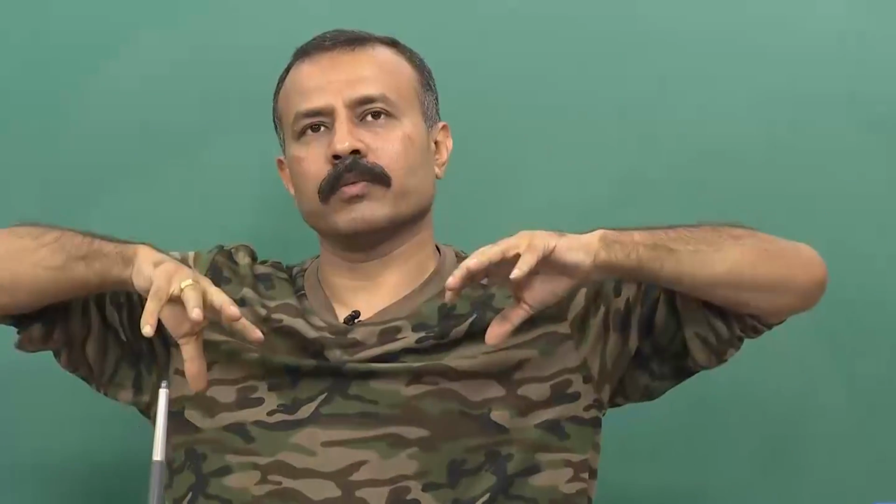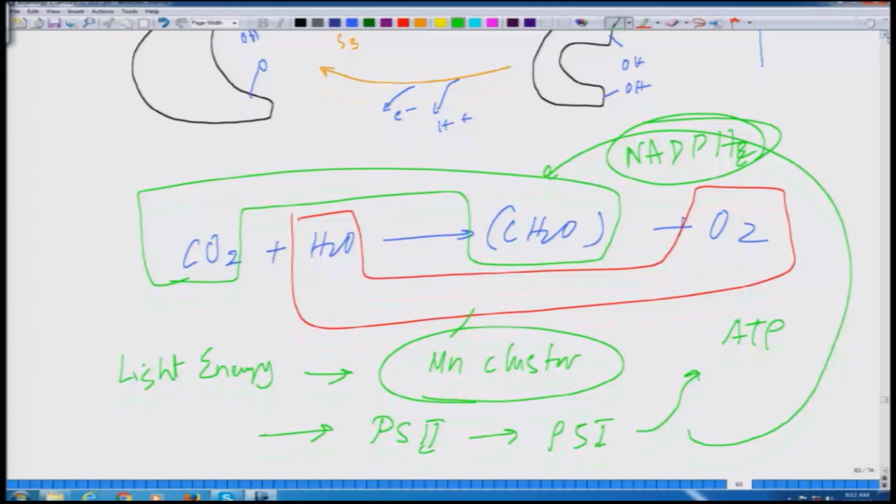Today we are concluding the light reaction of photosynthesis, where we talked about the whole architecture of photosystem I and photosystem II. Photosystem II has a manganese cluster underneath it, which is of course considered part of photosystem II itself. When the light falls through the reaction center, the electrons are funneled out from the chlorophyll molecules of photosystem I and photosystem II.